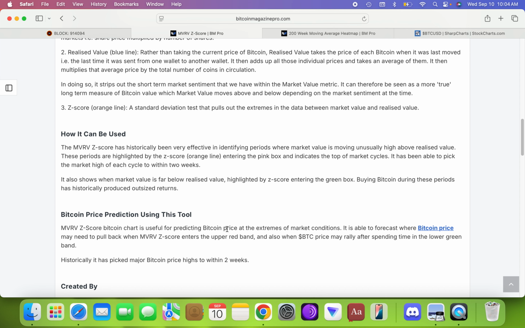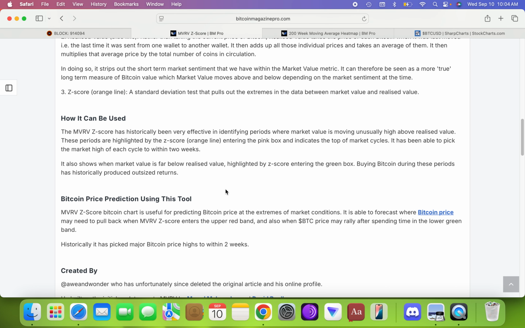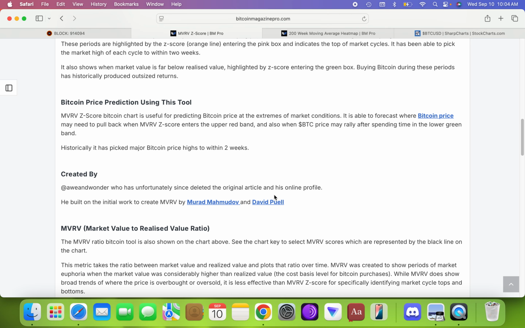It also shows when market value is far below realized value, highlighted by the Z-score entering the green box. Buying Bitcoin during these periods has historically produced outsized returns. And then there's some more information.